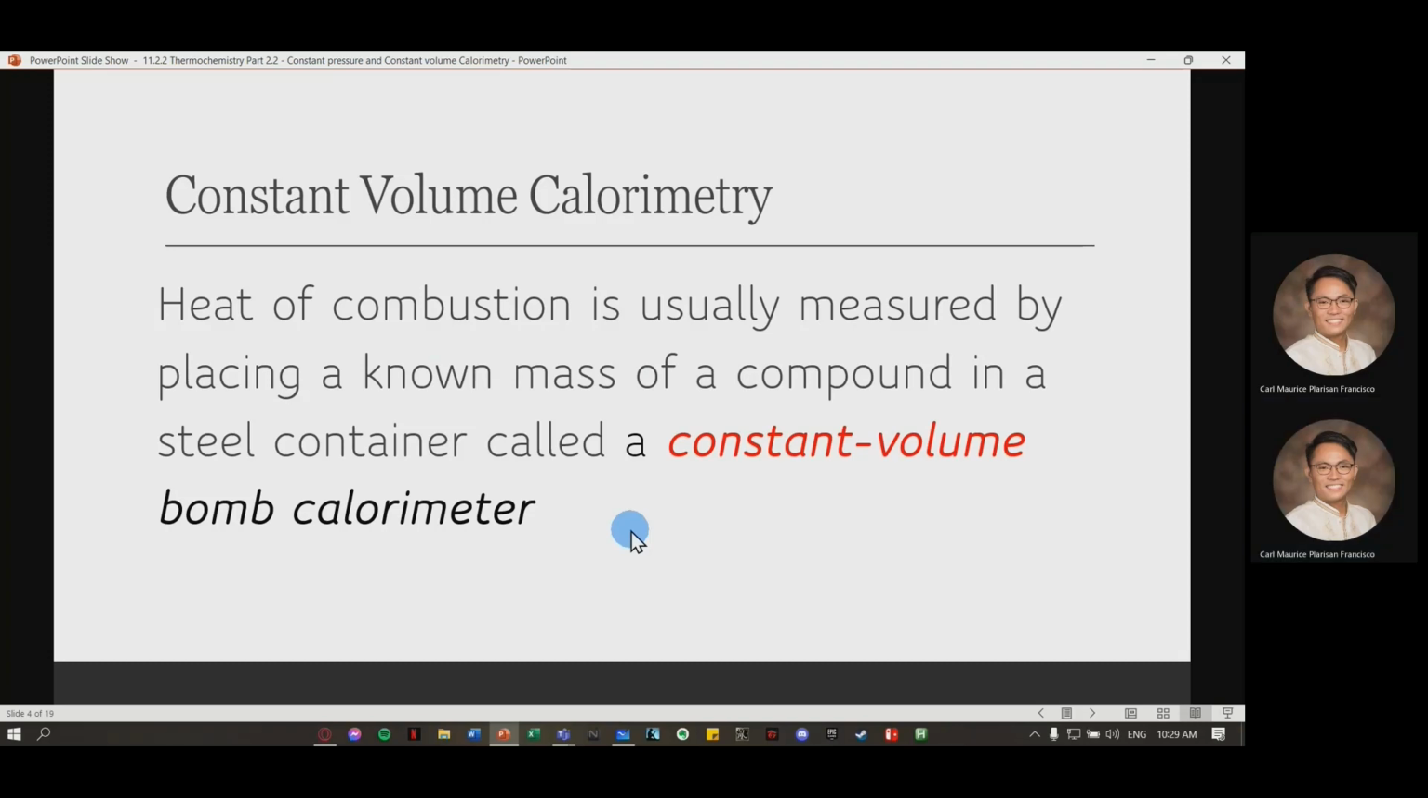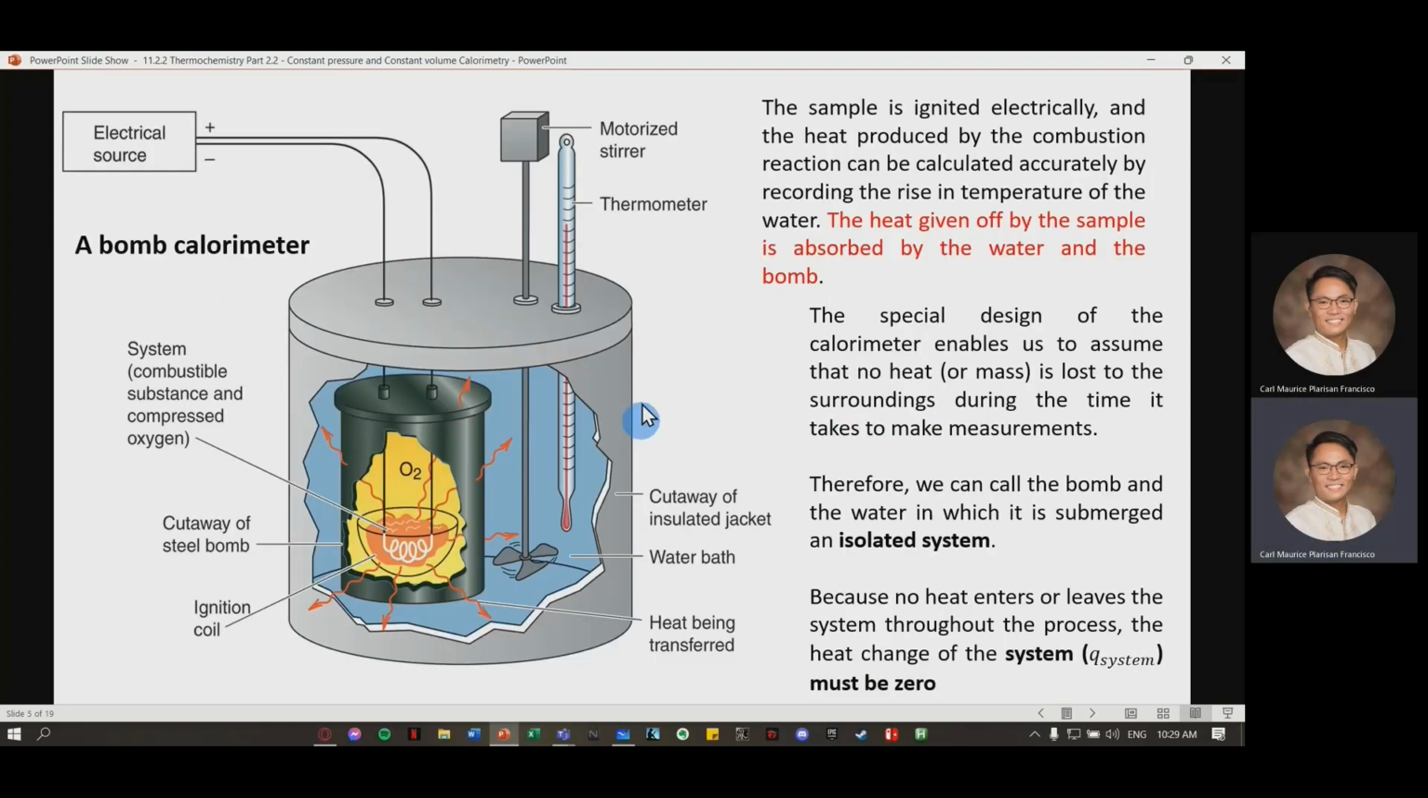Okay. Now visually, this is how a typical bomb calorimeter or a constant volume calorimeter looks like. So you have here the container, the steel container, and then within the container you have here the place where the system is, where we put the particular substance. The substance here is allowed to combust. And then the power is the electrical source, and then you have here a thermometer measuring water inside.